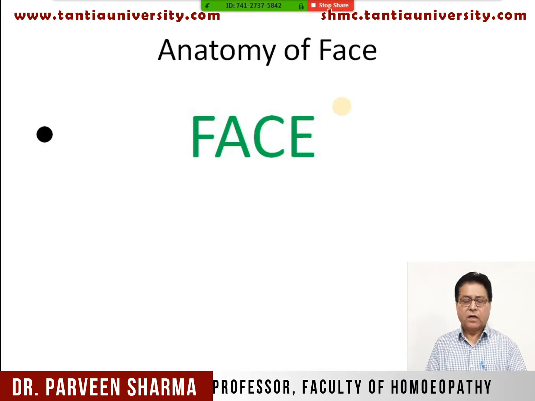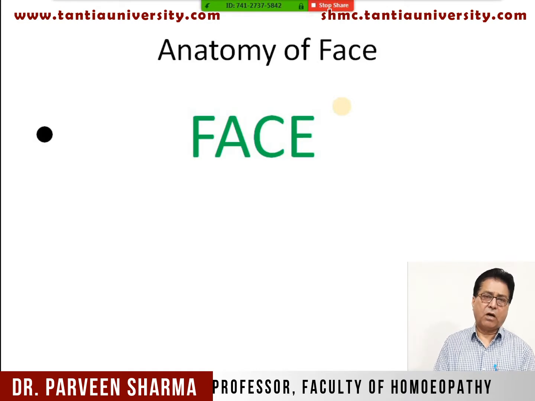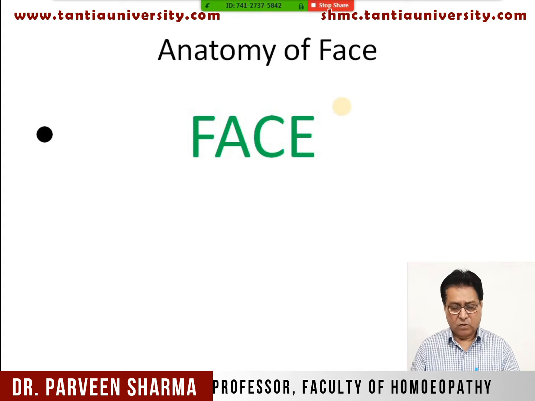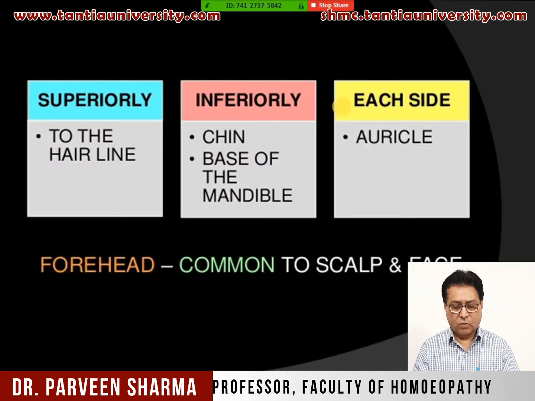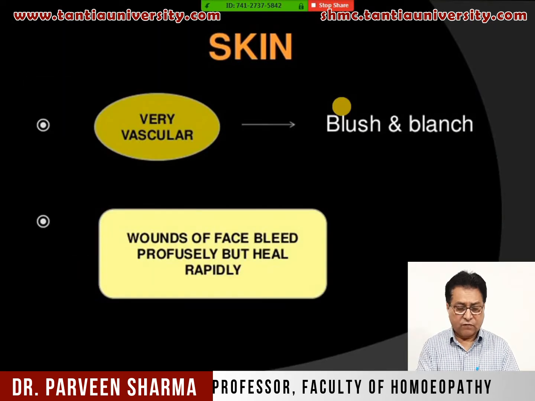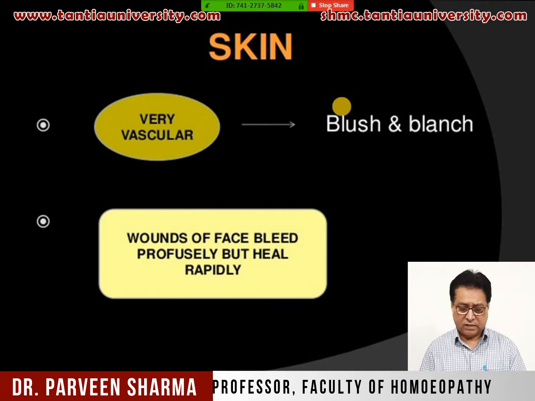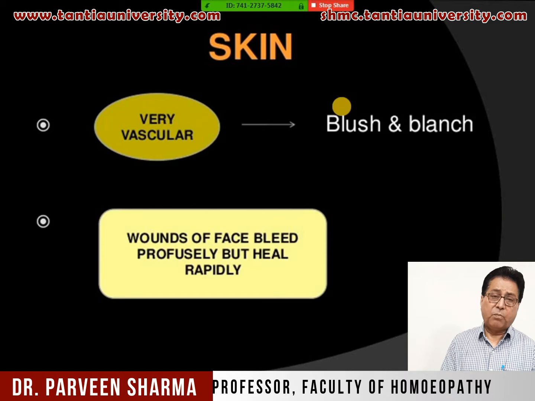So I told you the margins, borders or limits of the face. From above you have the hairline, below you have the chin, on the side you have the auricle. Then the skin of the face has peculiar features. Those peculiar features are rich vascularity. Because the face is very vascular, blush and blanch occur. Wounds of the face heal rapidly. The bleeding on the face is profuse, but still the plus point is that healing is rapid.